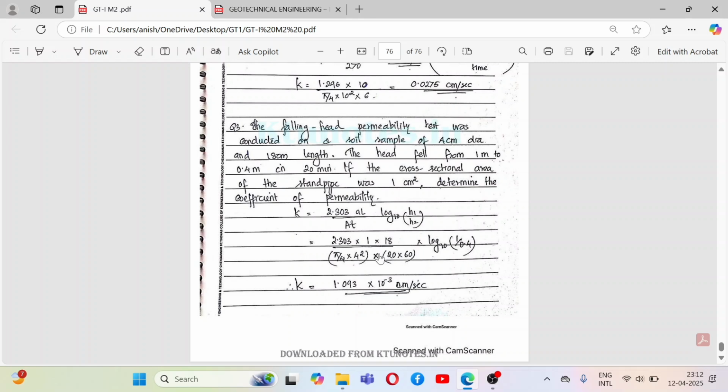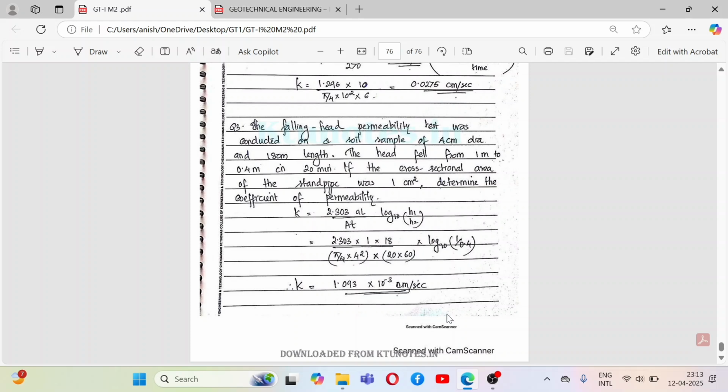So we take it as 4 square multiplied by time, 20 into, as we have to convert it to seconds, we take it as 60, multiplied by log to the base 10. What is the first head given? It is given as 1 meter, divided by 0.4 meter. Sorry, I mistakenly said it is converted to 0.4 meter. The 4 centimeter is already given there, that is the pi d square by 4 equation. So you get the answer.